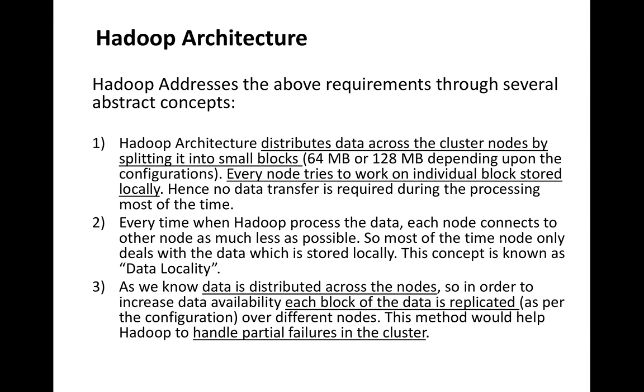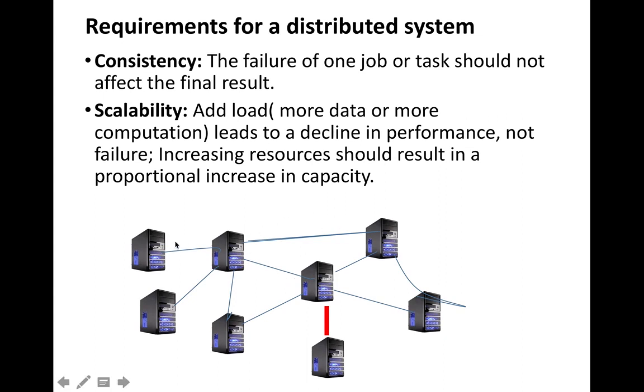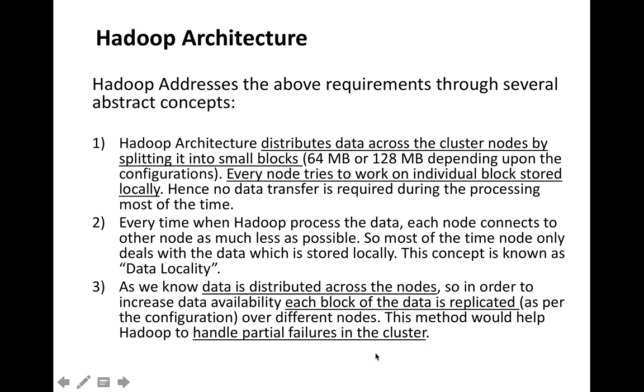They use several abstract concepts. The first concept for the Hadoop architecture is that they distribute the data across cluster nodes. The concept of node here means a computer. For example, we have 8 computers here. Then each computer we call one node. That's a concept that you need to know. So we have 8 computers here, that means we have 8 nodes.